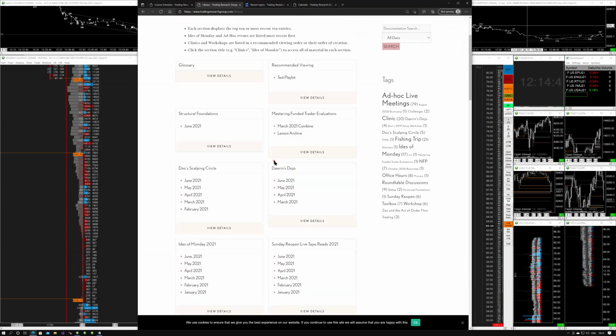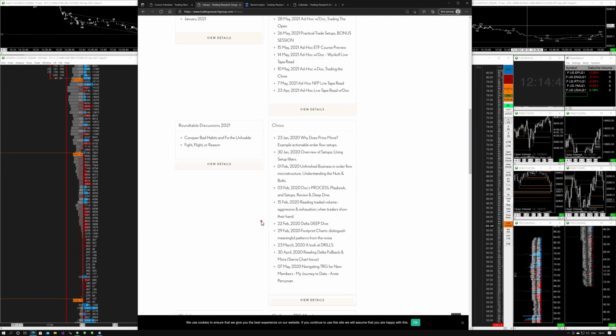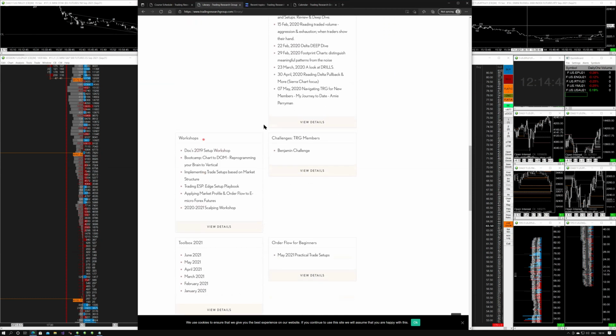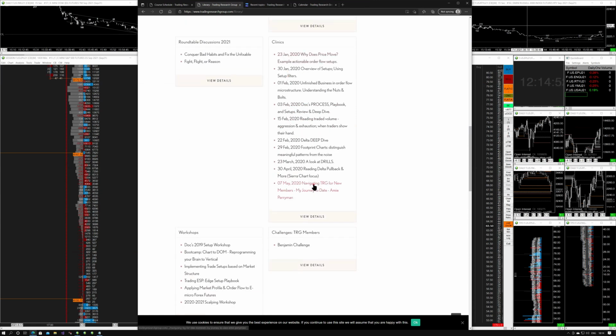We have a full library of everything. We have got educational clinics from the past, workshops. This is stuff which you can then start to explore as a member to really build out your knowledge.